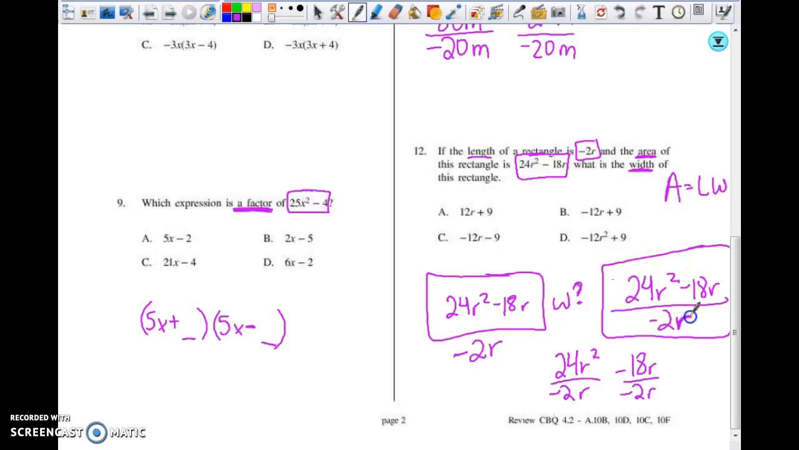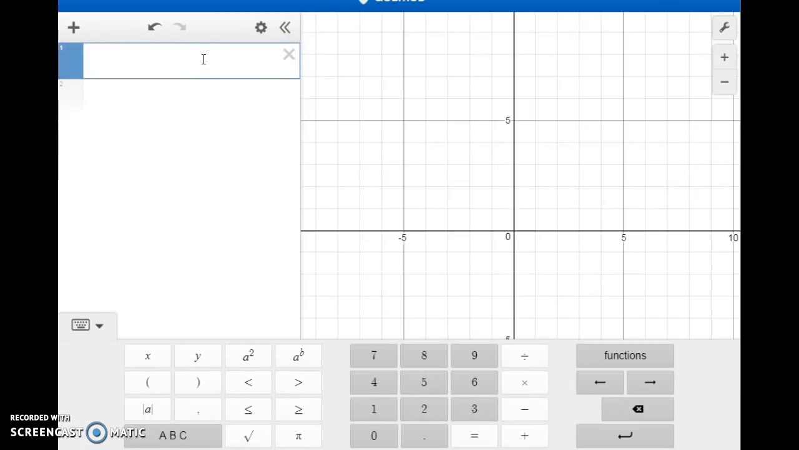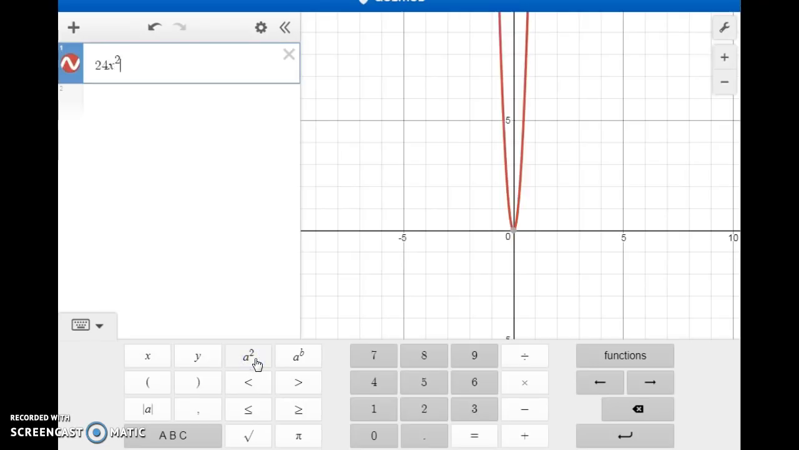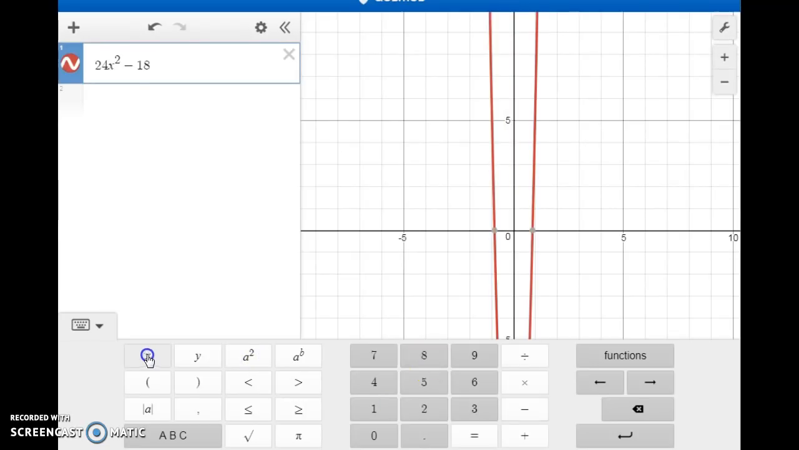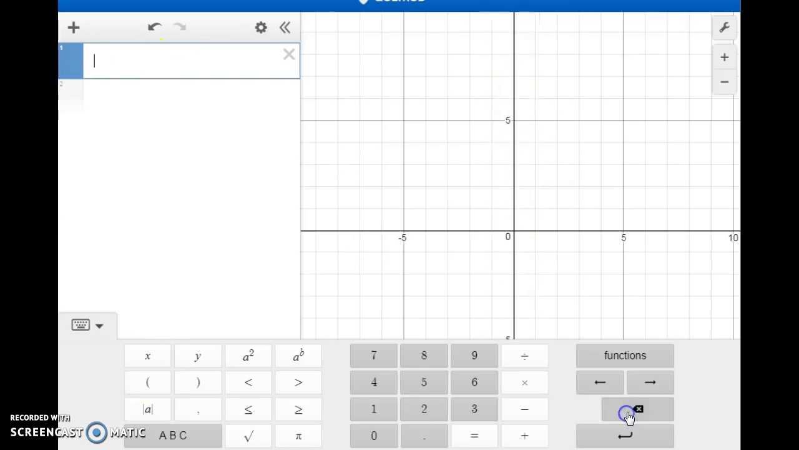You're not using r, you're using what letter? In Desmos, you're going to put in an x. And then again, you're just matching. So you would put in 24x squared minus 18x. Oh, you know what? I forgot to put my fraction first. So let me erase all this. Put the fraction first.